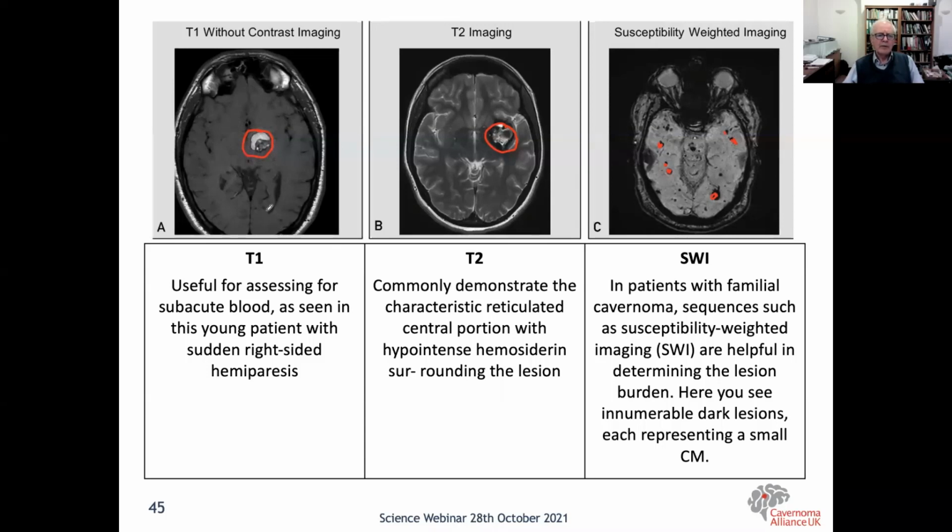Now, the point here is that the T1 is very useful for assessing subacute blood, as that's the blood that's there the whole time, as in cavernoma. It doesn't matter particularly what the thing was. T2 has got this reticulated appearance like the raspberry that you see, and here it's for measuring the lesions, particularly used for people with familial cavernoma.